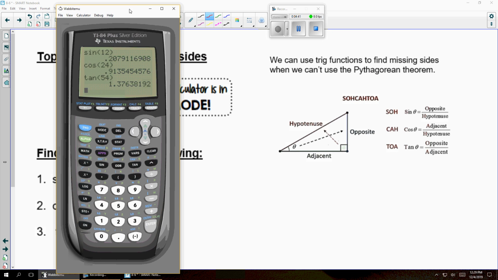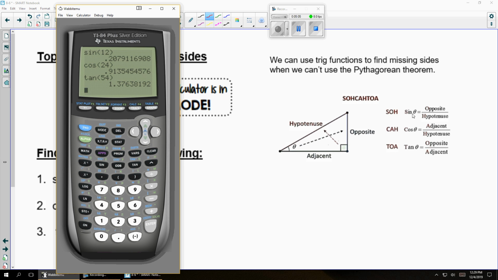Now what we want to do is use the trig functions to find the missing sides when the Pythagorean theorem doesn't work. So in both cases, I need a right triangle. But if I only know one side, I can't get to the Pythagorean theorem. I could perhaps figure it out by knowing what these angles are. And so that's what we're looking at here.